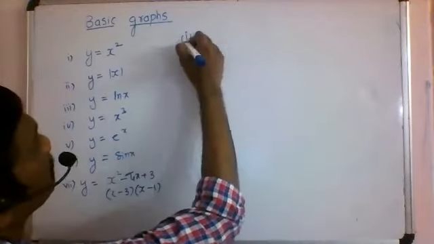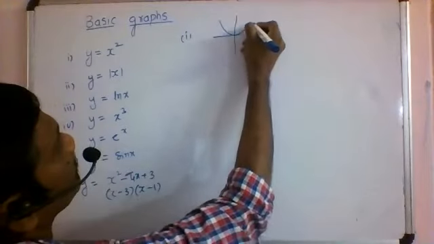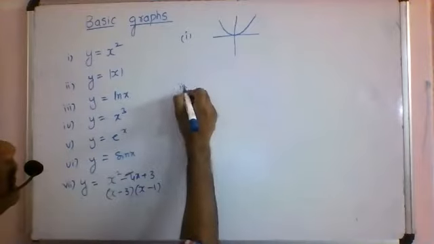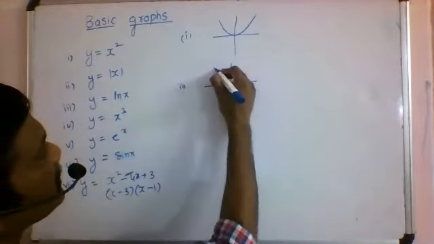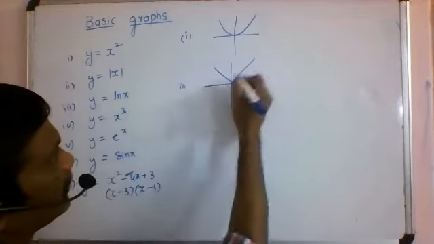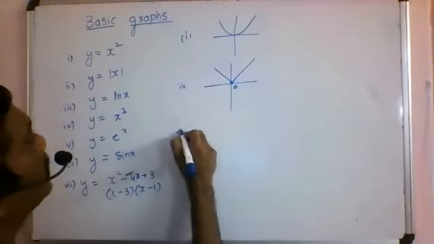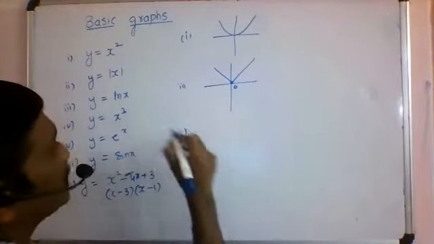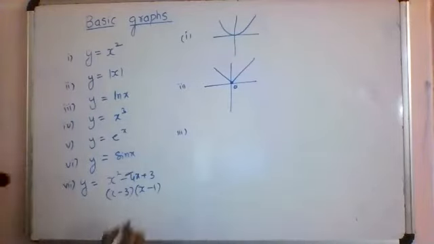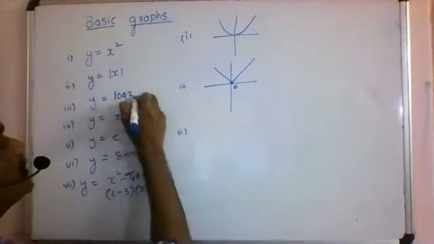For the first one, y is equal to x square, the diagram will be like this, an up open parabola. And for the second one, y is equal to mod x, the graph will be like this, a V having a vertex at the origin. And y is equal to ln x. Here we have two cases.